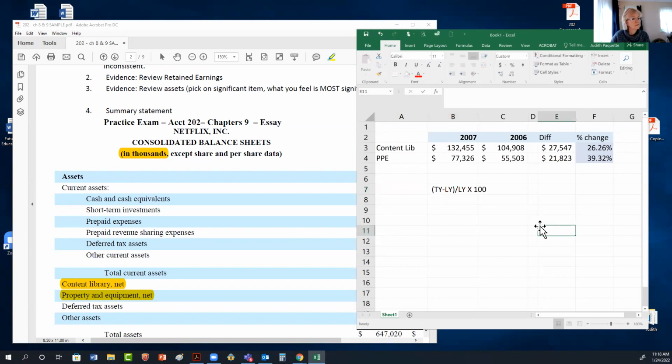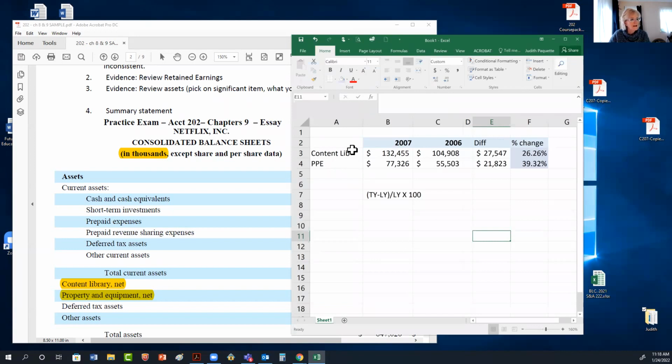Okay, so we need to build a sentence here, and this is the evidence within the sentence. So review assets, pick which asset you feel is most significant. Netflix is, so who can start out this sentence, we're going to go on break, and then we're going to Netflix long-term assets indicate what? Okay, and that's going to support your first sentence, your conclusion, but you're not there yet.